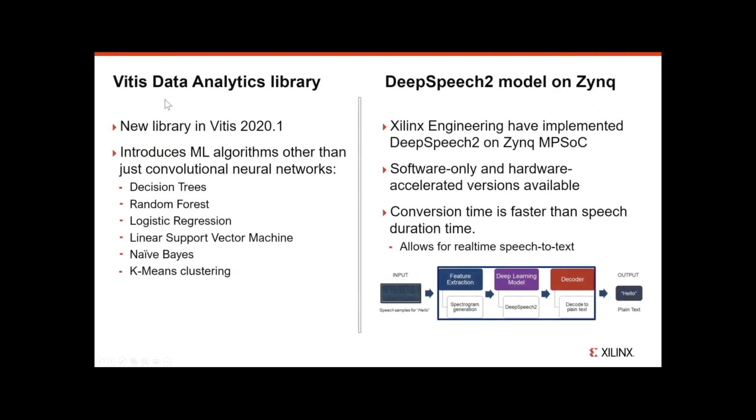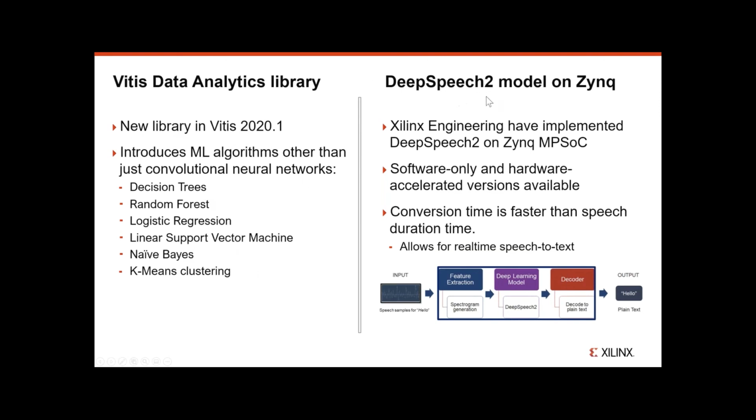So finally, I want to wrap up with the fact that we're not just focused on CNNs. We've actually just released a Vitis data analytics library in 2020.1. Now this includes other types of machine learning algorithms such as decision trees, random forest, logistic regression, support vector machines, naive Bayes, and k-means clustering.